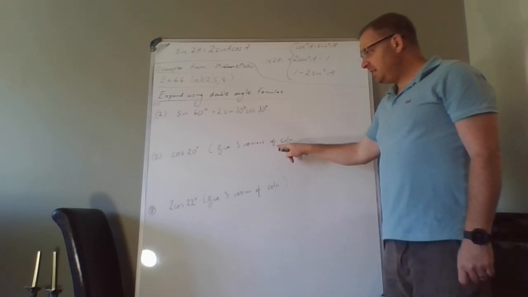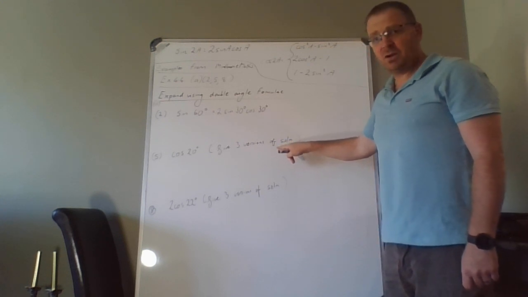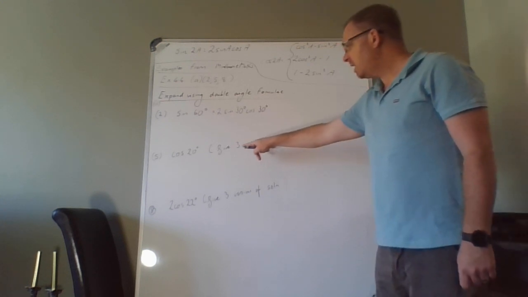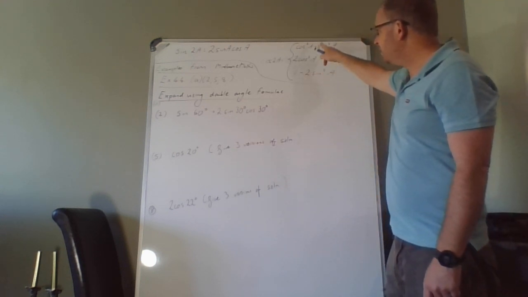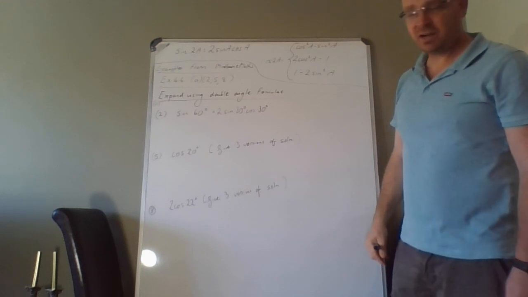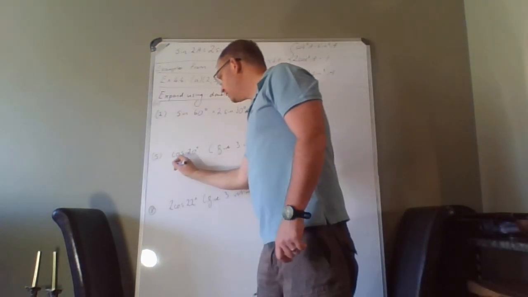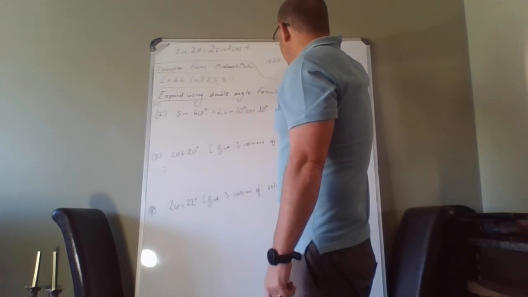Right, for cos 20, okay, same thing, expand using the double angle formula. Okay, we don't normally ask you this, but just for practice, I want you to give 3 different versions of the same solution. Now, you're simply going to be applying those 3 formulas over there. Give that a go.